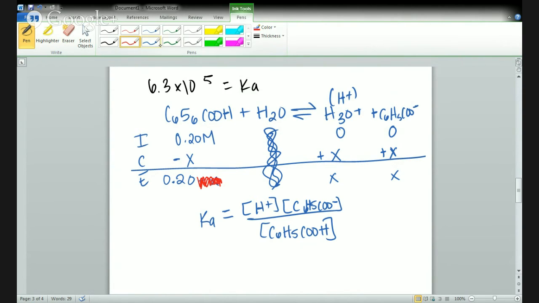We know our Ka is 6.3 times 10 to the negative fifth. That should be a negative sign there, it just didn't transfer over. So 6.3 times 10 to the negative fifth. We can set that equal to, since each of these variables is going to be X, I'm just going to call it X squared. And on the bottom is going to be my 0.2 molar. So then to solve for X, I'm going to cross multiply my 6.3 times 10 to the negative fifth times 0.2.